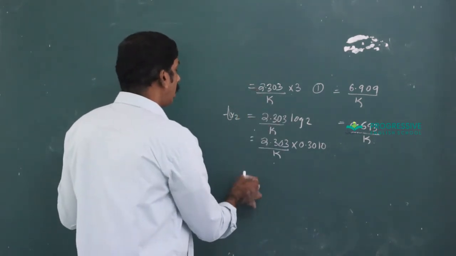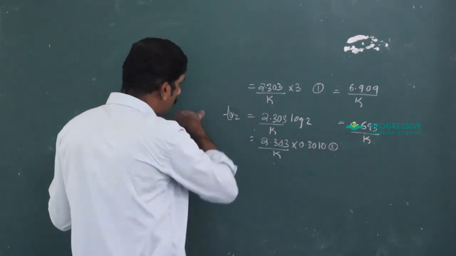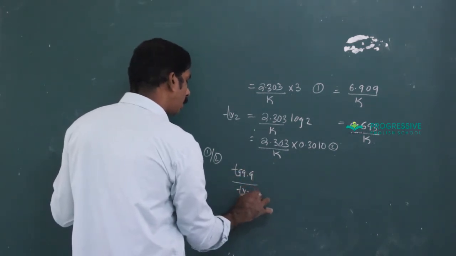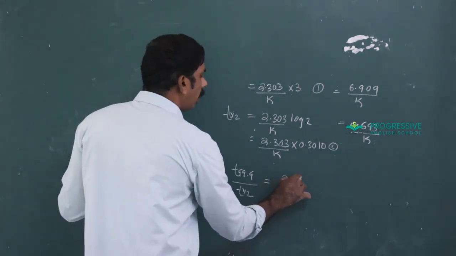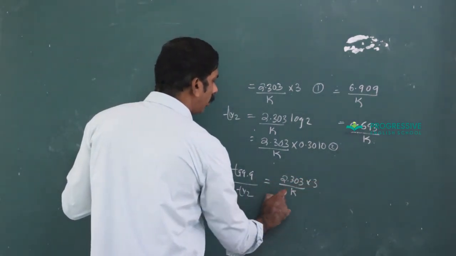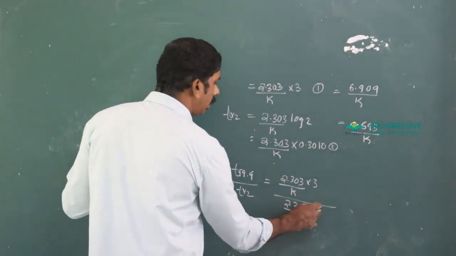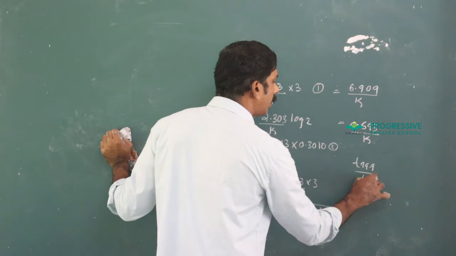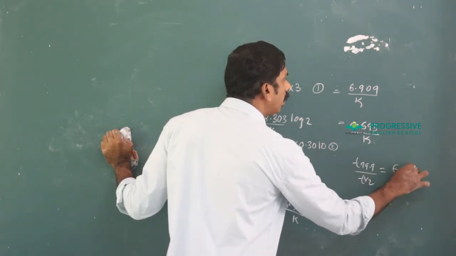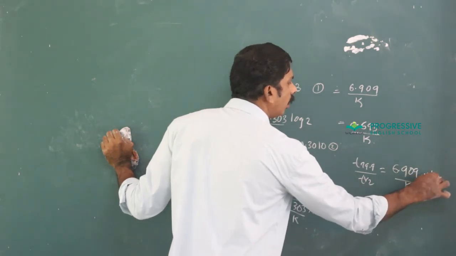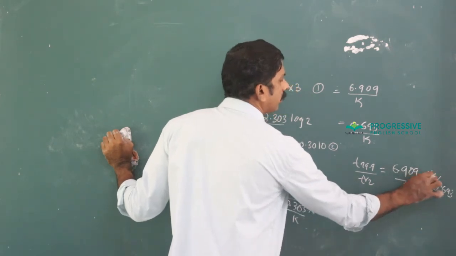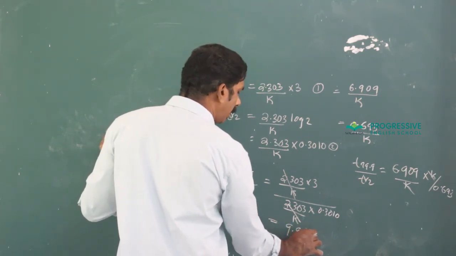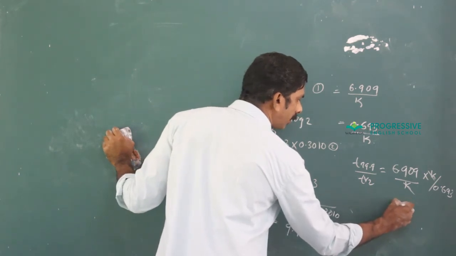Clear? Now equation 1 divided by equation 2. t 99.9 divided by t half equals 2.303 divided by k into 3, divided by 2.303 by k into 0.3010. Here it becomes t 99.9 divided by t half equals 6.909 by k into k divided by 0.693. This value is 9.97, approximately equal to 10.